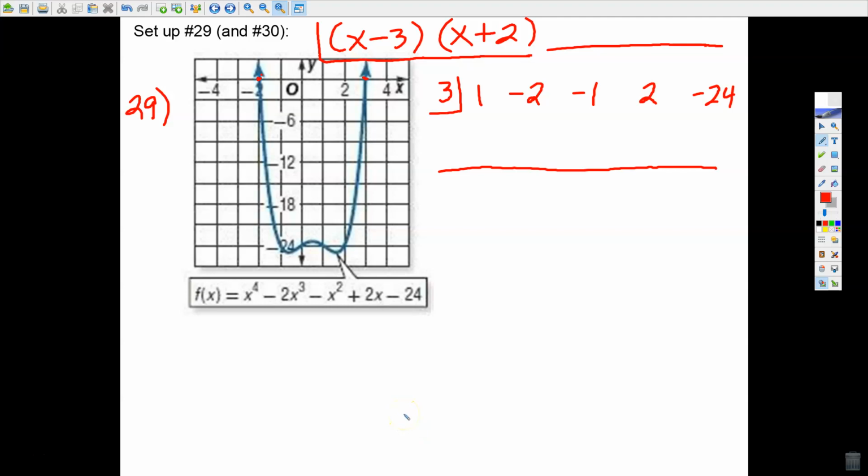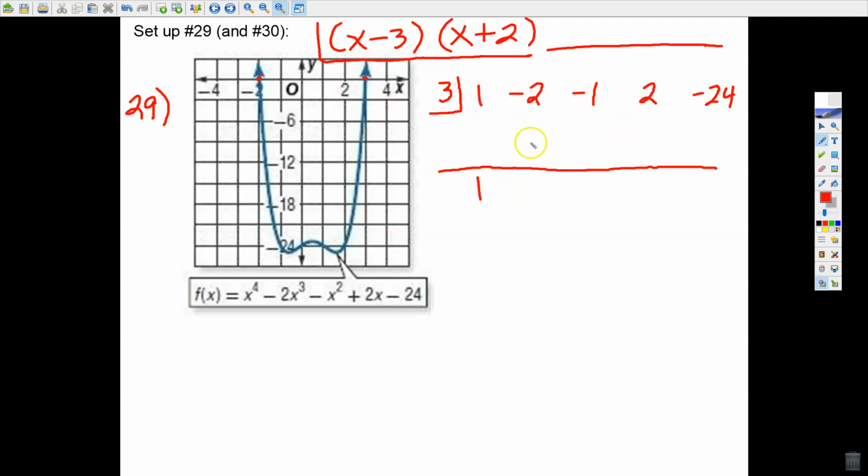I work, and the one that we get doesn't equal the one that you get by doing FOIL with x minus 3 and x plus 2. Okay, so let's just go ahead and work this one. All right, so let's just see what happens.